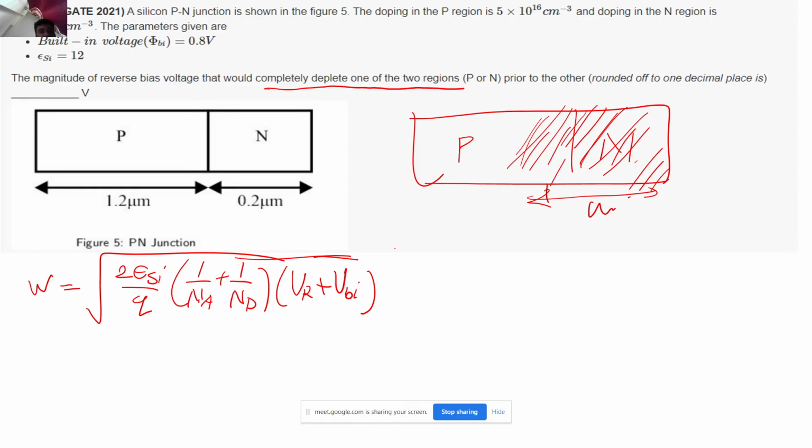If I get this value of the depletion width, then I will be able to know what is the VR that I had applied, correct? So can you guys please help me to calculate the value of this W, and how should I proceed?